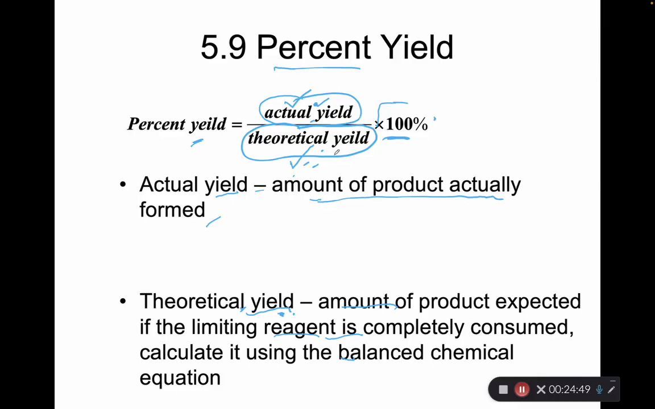So when we use the math, the stoichiometry, the mole conversion to calculate the mass of product, that is the theoretical yield. When we work in the lab and find out the mass, or the question gives you the actual yield, that is the one that goes in the numerator here. Let's see what the question looks like when we have to calculate the percent yield.